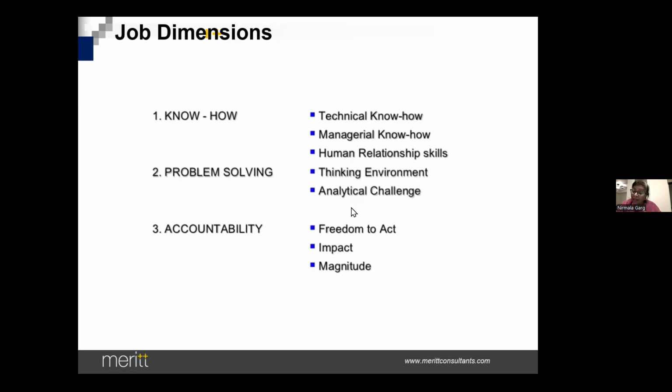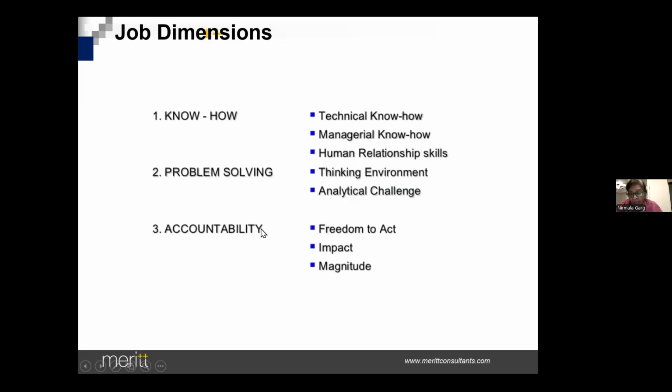What is the kind of an analytical challenge? So these are the two sub-compensable factors. Then accountability is the impact, the freedom to act. At a lower level, maybe you have to just go by what the job says. At a very high level, say for example at a CXO level, you have a lot of freedom to act. At the same time, there is huge impact, in the scale and size, the magnitude. So these are the sub-compensable factors for these three.